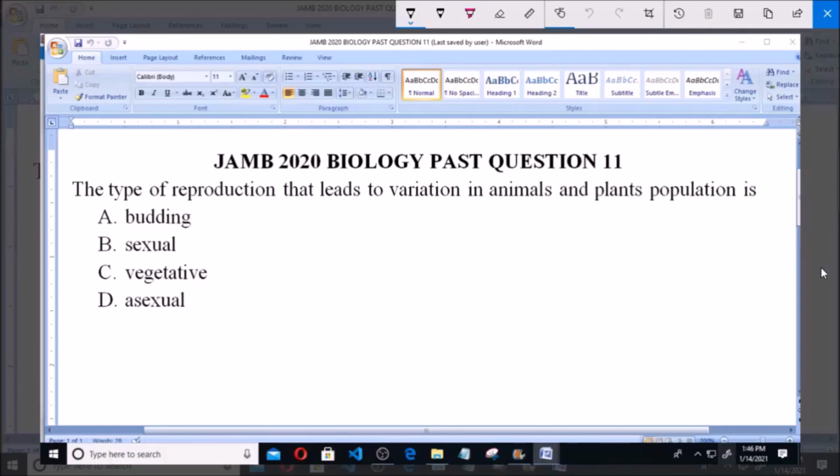I'll be answering JAMB 2020 Biology Past Question 11. The type of reproduction that leads to variation in animals and plants population is A. Budding, B. Sexual, C. Vegetative, and D. Asexual. So we're looking for the type of reproduction, and like we know, reproduction simply means the act of giving rise to new offspring, new individual. That is reproduction. So we're looking for a type of reproduction that leads to variation in animals and plants.